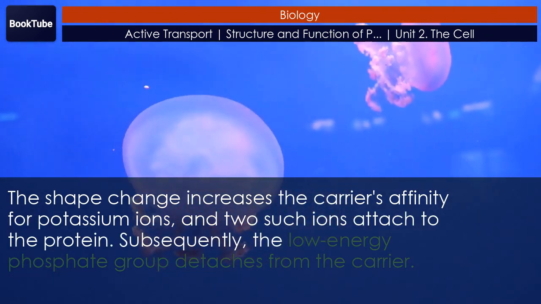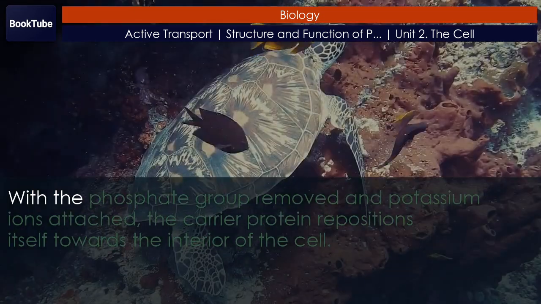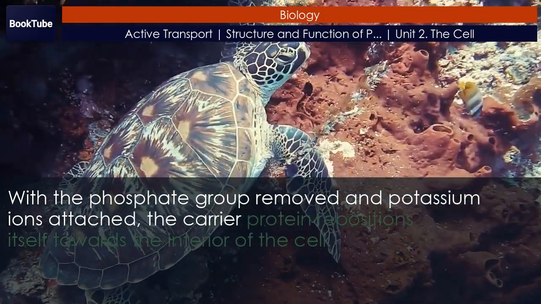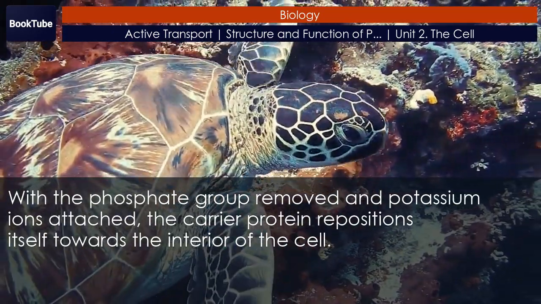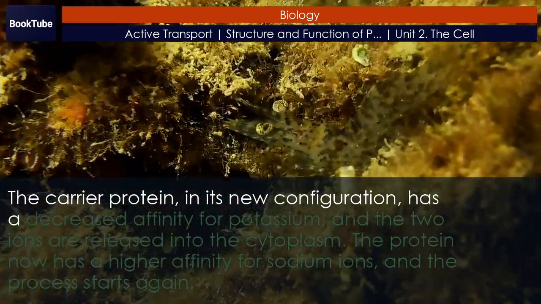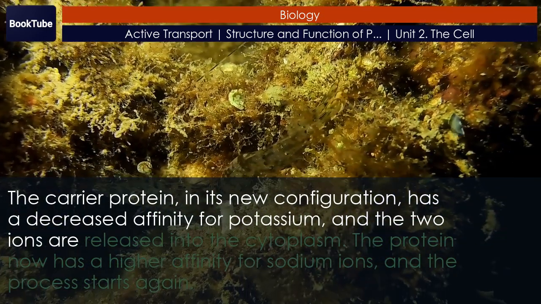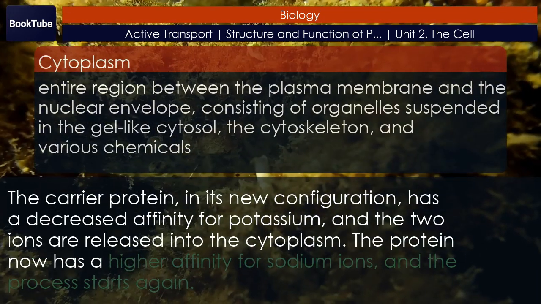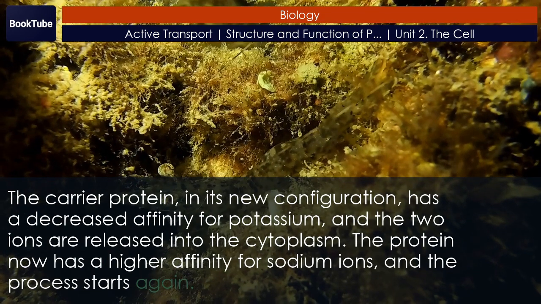Subsequently, the low-energy phosphate group detaches from the carrier. With the phosphate group removed and potassium ions attached, the carrier protein repositions itself towards the interior of the cell. The carrier protein, in its new configuration, has a decreased affinity for potassium, and the 2 ions are released into the cytoplasm. The protein now has a higher affinity for sodium ions, and the process starts again.